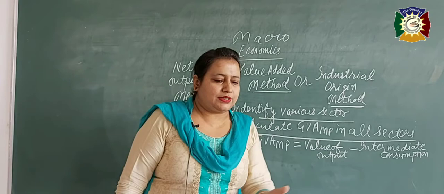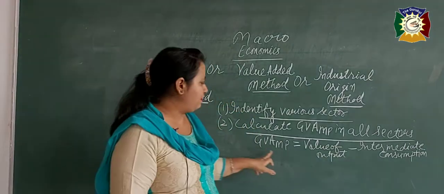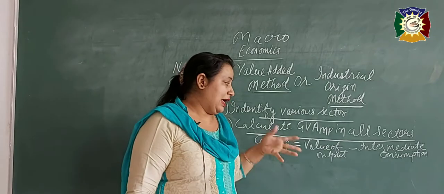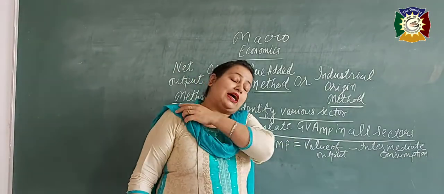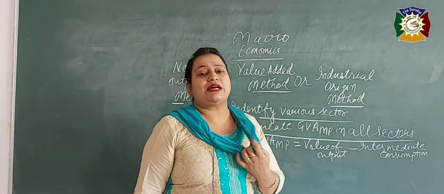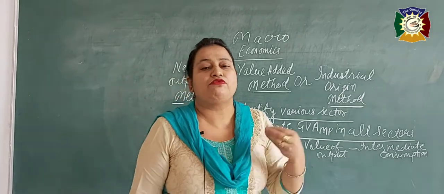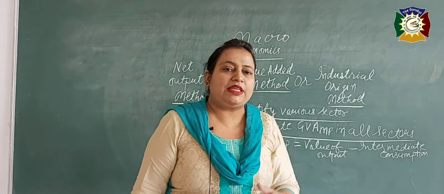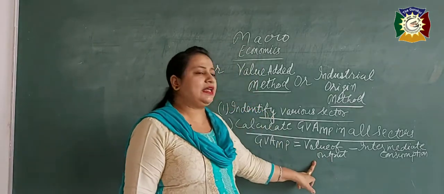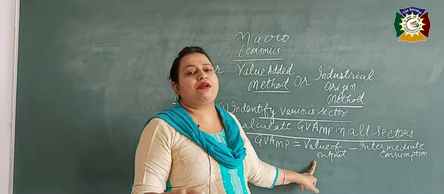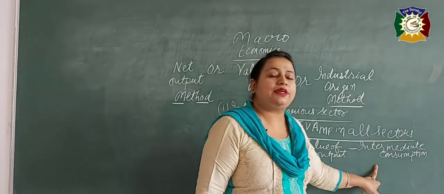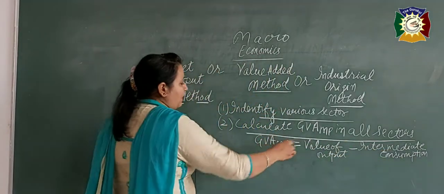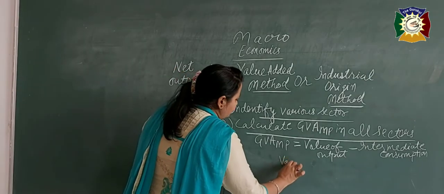What is the meaning of this? This is GVAMP, gross value added. What have you done? You have increased the value. For example, you have taken wood of 10,000 and made furniture of 20,000. It means the value of output is 20,000, and the wood of 10,000 you have taken is intermediate consumption.